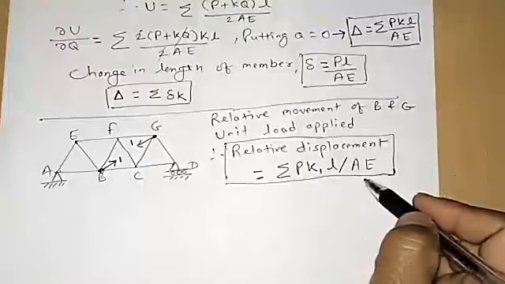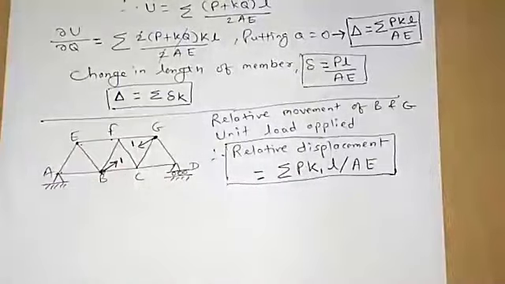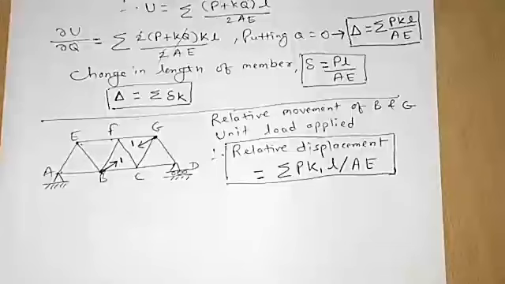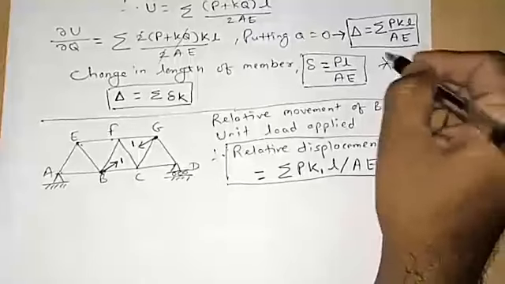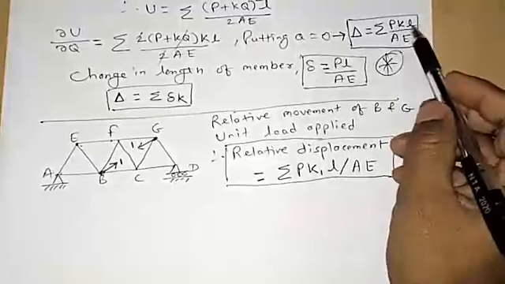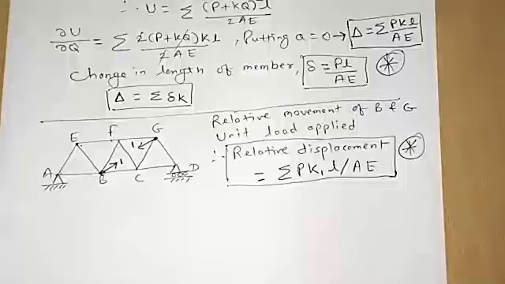Now if you want to calculate the relative displacement between E and F, in that case that is also possible. So such kind of formula, that is the first formula, that is the deflection formula, this is delta, and this is the relative displacement, just like that. So summation PKL upon AE. Now using this formula we can go for solving different kinds of problems related to the pin jointed frame.